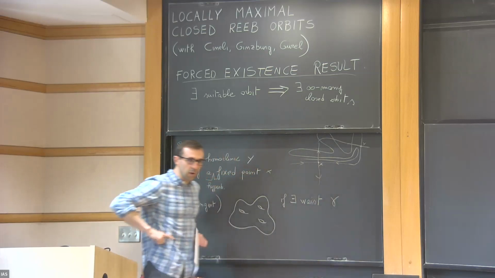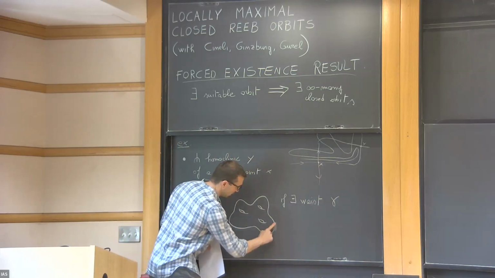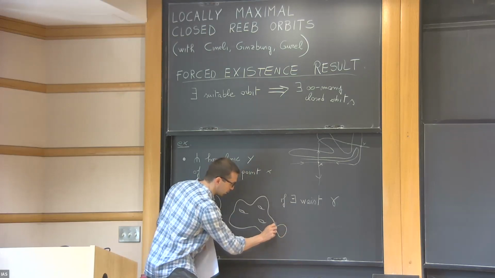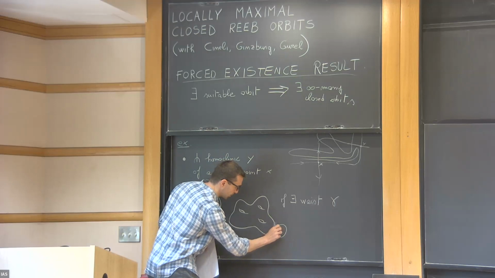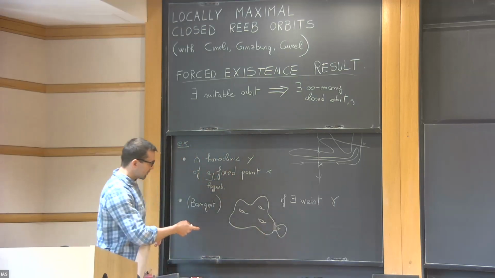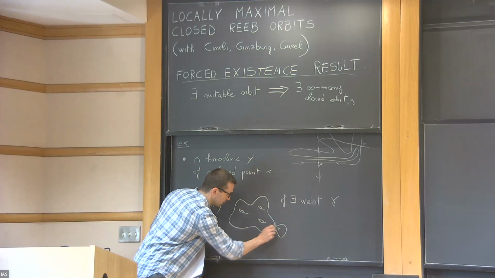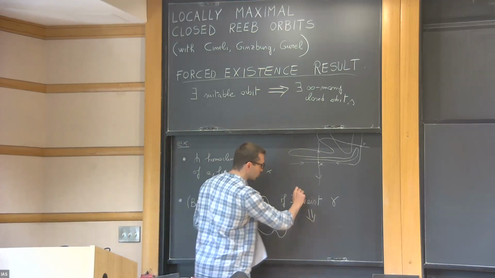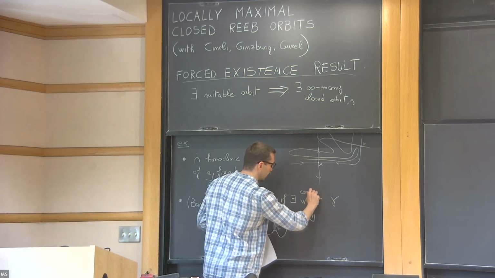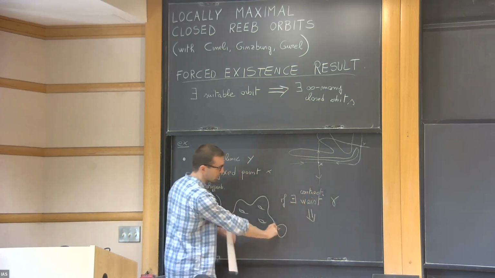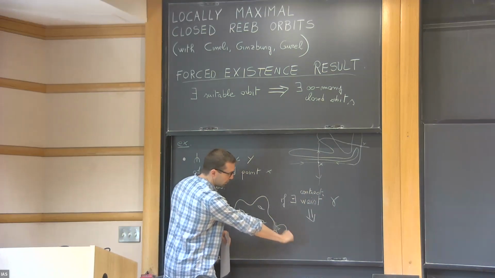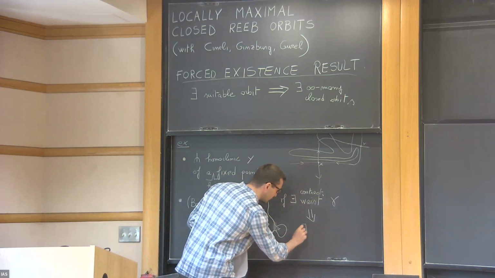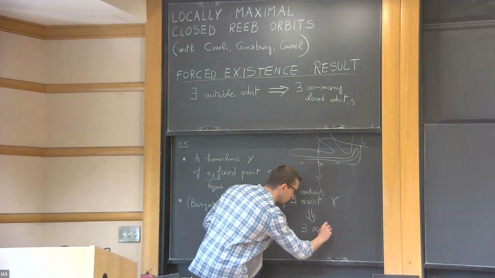So waist is like a waist of the body. Say for instance you have a small mushroom here, and that's your waist. It's a closed geodesic, right? So the existence of a waist implies a contractible waist. Contractible means that you can deform the circle onto a point. So the existence of a contractible waist implies the existence of infinitely many closed geodesics.